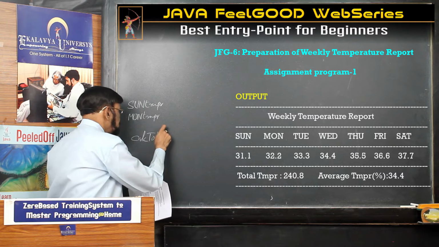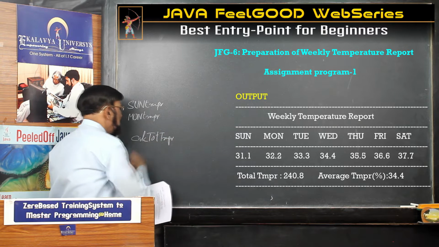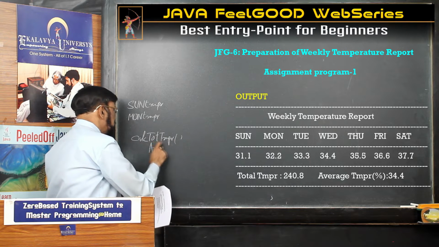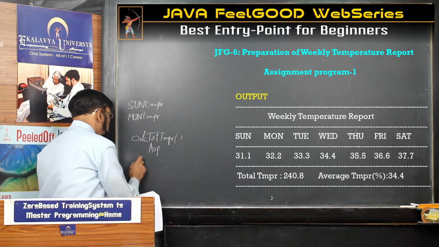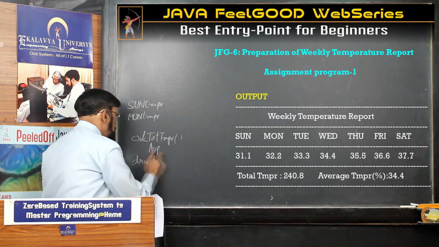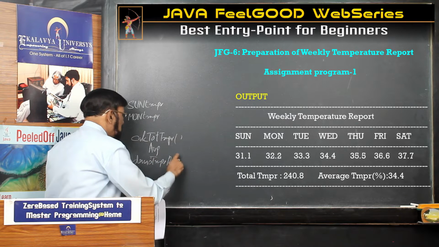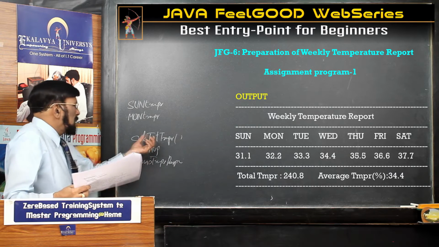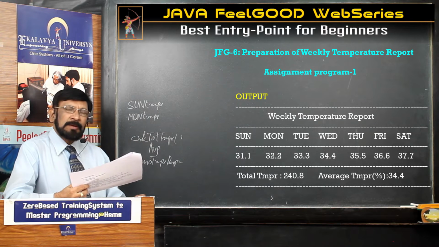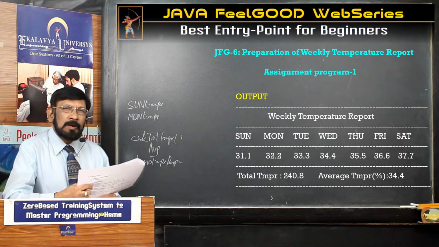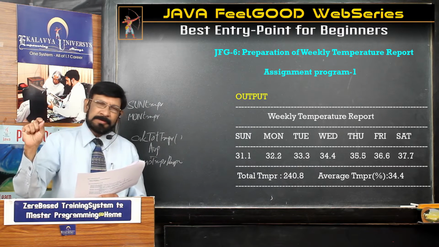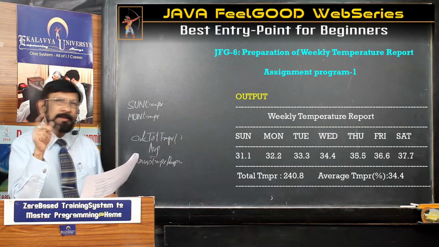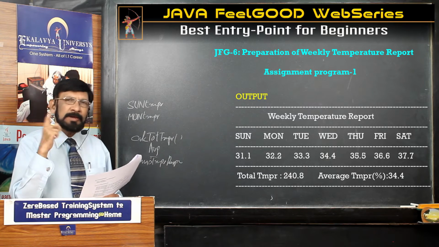If you want, you can use totTemp. Like that you can define. Calculate average temperature. Now demo temperature report. These are the three methods you have to define. First one, calculate total temperature. In order to calculate total temperature, you know that all the 7 days' temperatures should be added. You have to sum them and then you get the total temperature that you have to return.